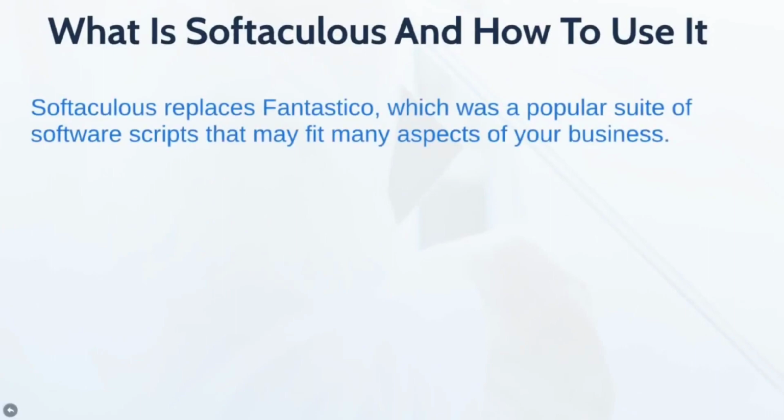In this particular video, you're going to learn what Softaculous is and how to use it. Softaculous replaced Fantastico, which is a popular suite of software scripts that you can build into your website. Things like WordPress, Joomla. If you want a forum, you can build forums. There are many different free scripts that you have access to that you do not have to spend extra money for. They're all built in.